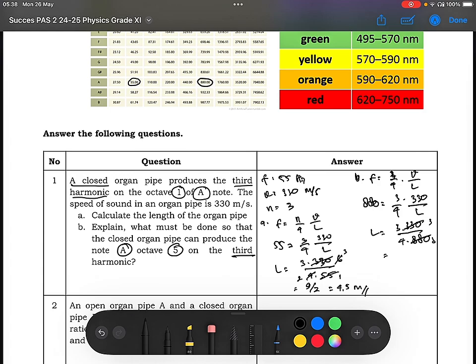Okay, number 3, A, 9 over 32 meter. So the answer to what must be done to the closed organ pipe is you can make the pipe shorter. The pipe is short.